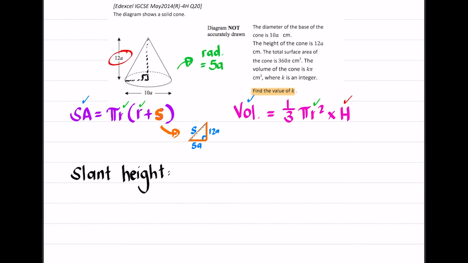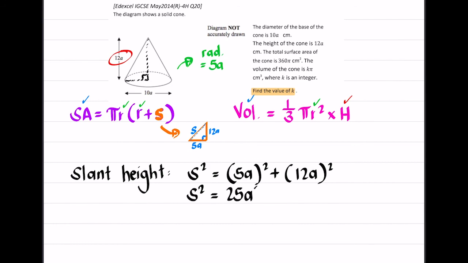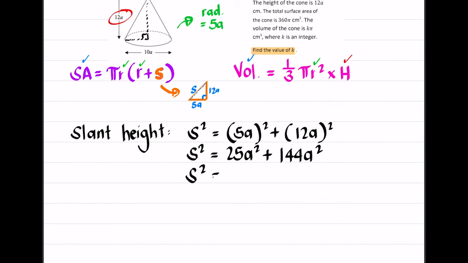So our slant height will be: hypotenuse squared is equal to side 1, which is 5a squared, plus side 2, which is 12a, and that is also squared. So the slant height squared will equal 5a all squared plus 12a all squared. 5a all squared is 25a squared, plus 12a all squared is 144a squared. So we have the slant height squared being 25 plus 144a squared, which is 169a squared.